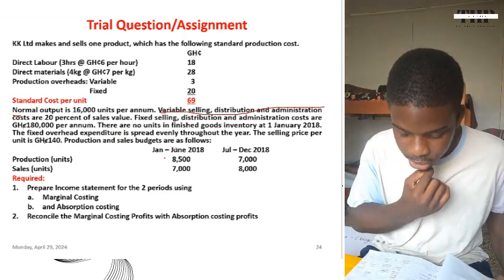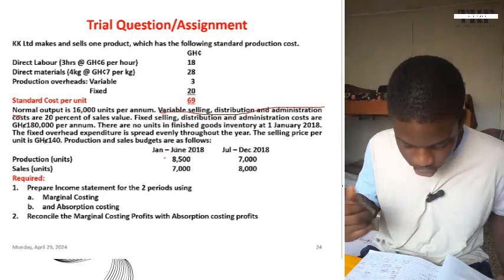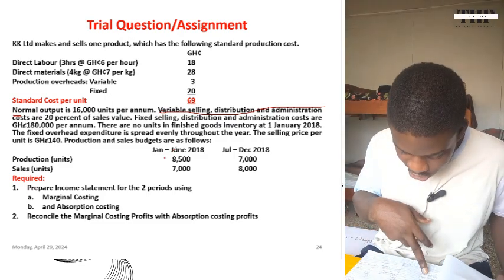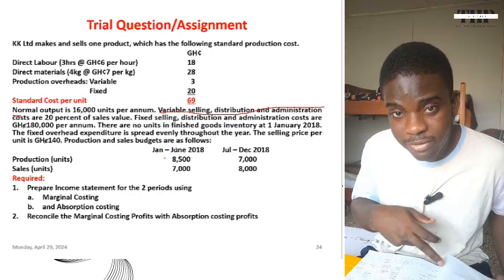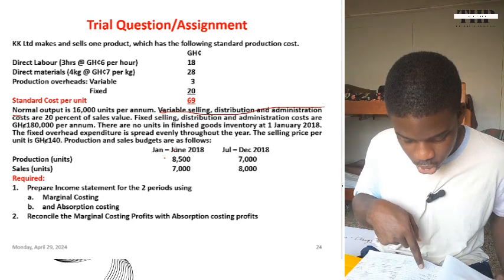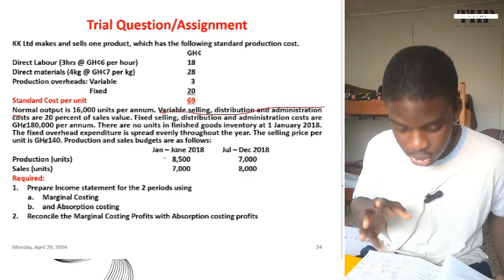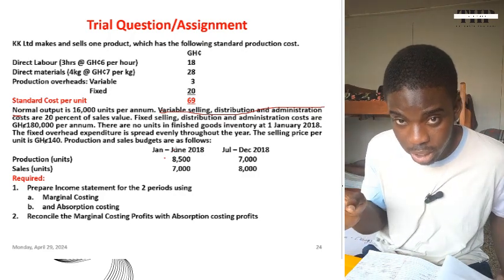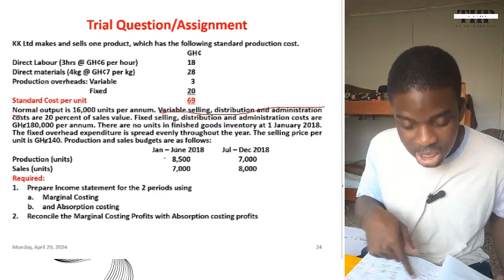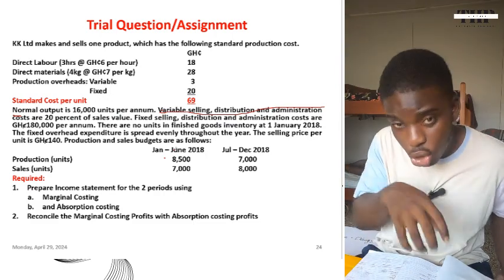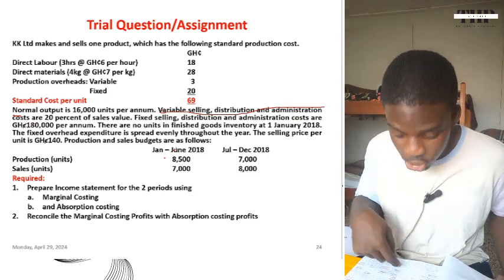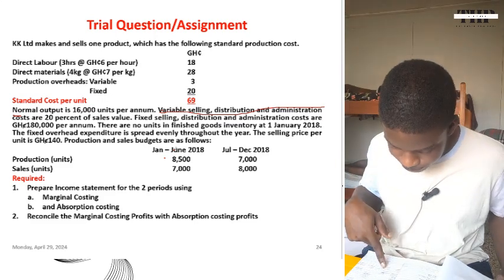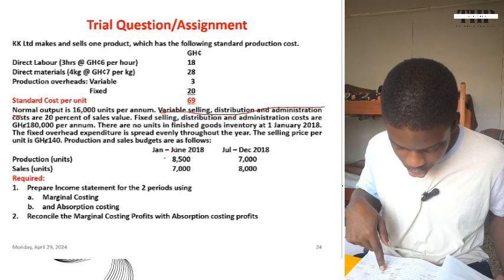But when you come to absorption costing, that calculation will be added to your fixed cost, right? You add the variable selling and distribution cost to your fixed cost, because it's also a non-production cost. So just add it after the gross profit. You add all your costs together and then subtract from the gross profit.